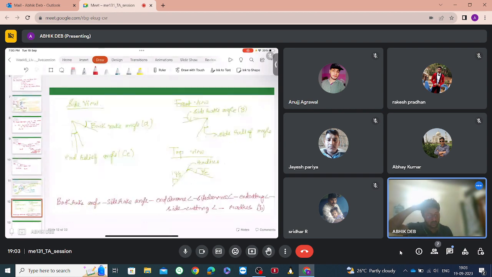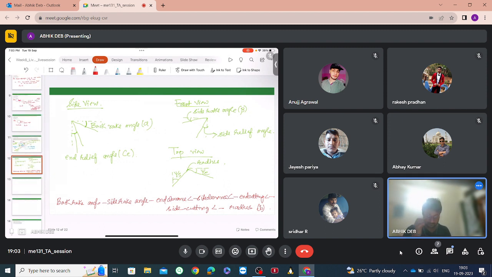So what do we have to remember here? First rake angle, then clearance angle, then cutting angle. End first, then side. Have you understood the way to remember it? Yes, sir. Okay, is there any doubt in this? If there is any doubt, you can ask. Okay, I'm taking it that there is no doubt, so going to the next problem.